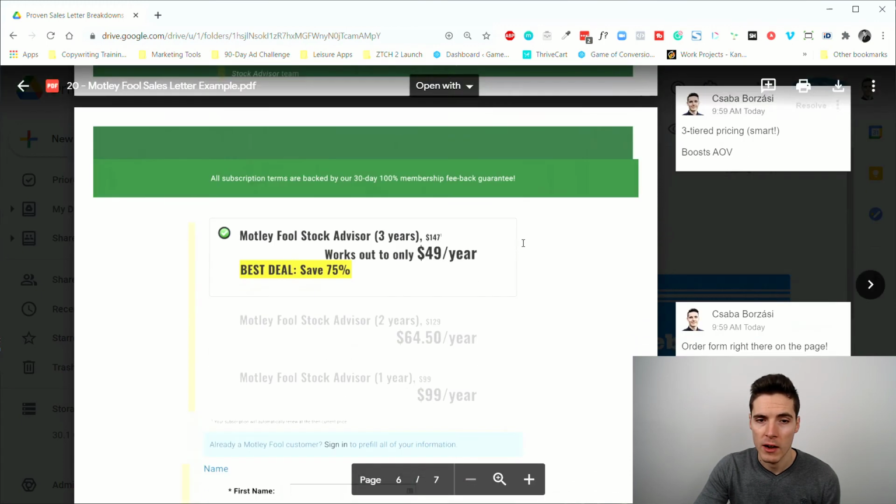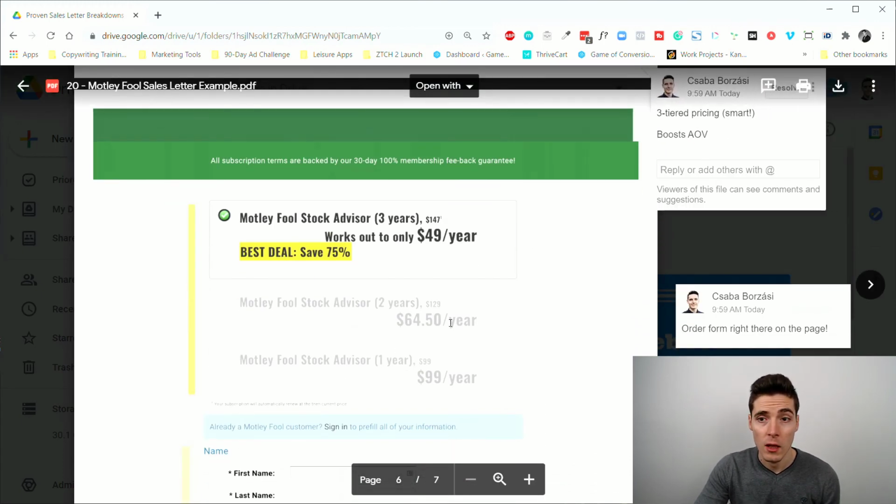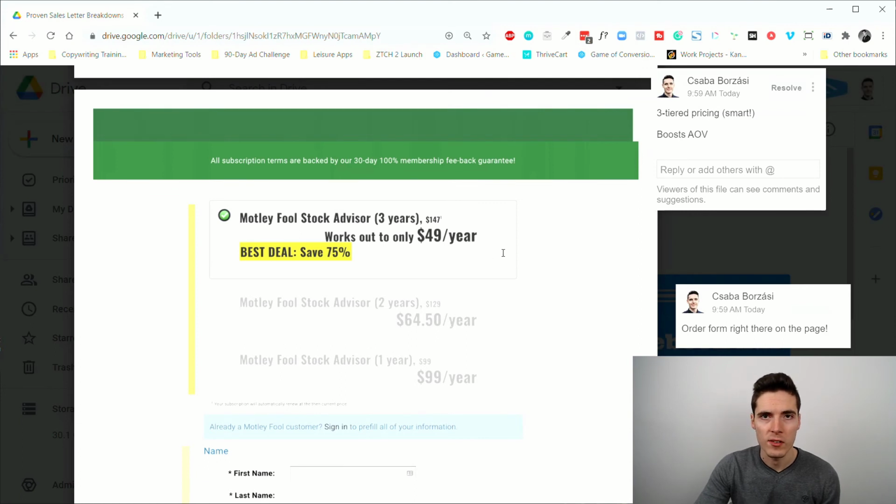Then we have a reminder for the guarantee, and then very smartly we have three-tiered pricing. So this boosts average order value, which is very important because later on, if you want to sell to colder audiences and you have a cost per acquisition, if you can raise your average order value, you can spend more to acquire a customer. And it's not linear. If you can spend just 20% more than your competition to acquire the customer, then the algorithm is going to prioritize you and you're going to get like 80% of all the people instead of them, okay? Even if you just spend 20% more.